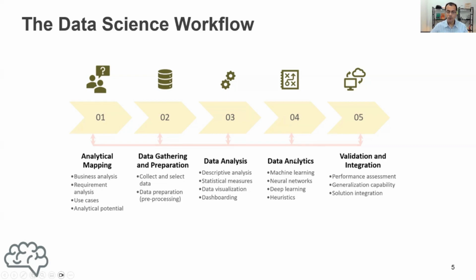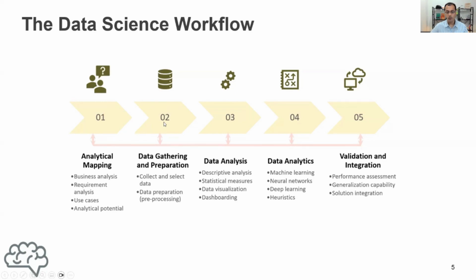Data analytics involves machine learning, deep learning, involves inference, as I said, whilst data analysis doesn't involve any of these more sophisticated techniques. After we go through these 4 steps, we have the 5th and last step in the data science workflow, and this is related with validating the solution that you proposed and integrating it with your customer system.